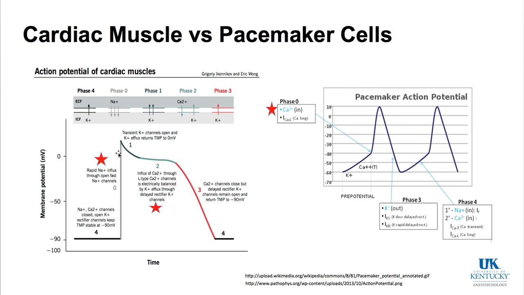becomes positive, and you can see at 1 and 2 you have transient potassium channels open and potassium efflux, and as you have potassium efflux you'd think, well, why doesn't it go back down to below 0, to minus? Because calcium comes in, and you can see that in phase 2, calcium coming in and maintaining the positive action potential in the cardiac muscle.